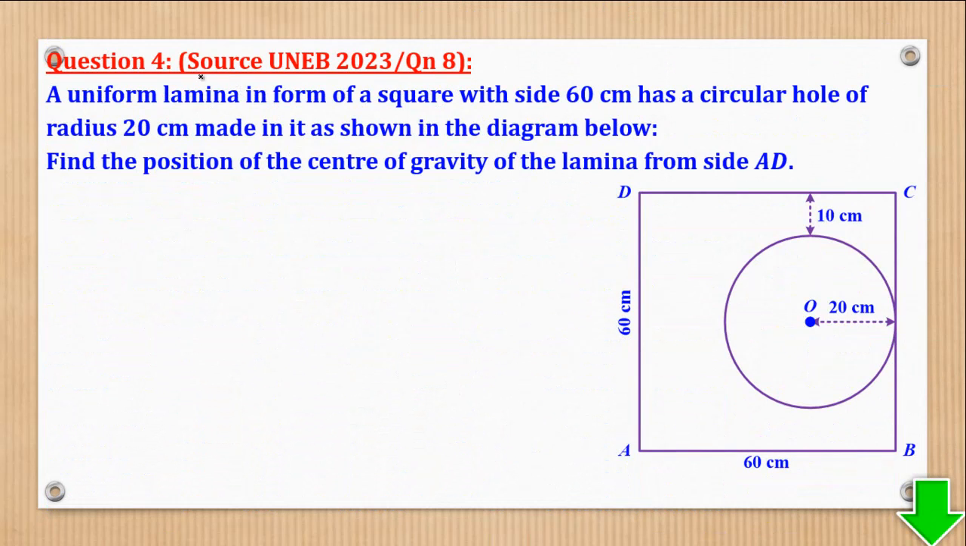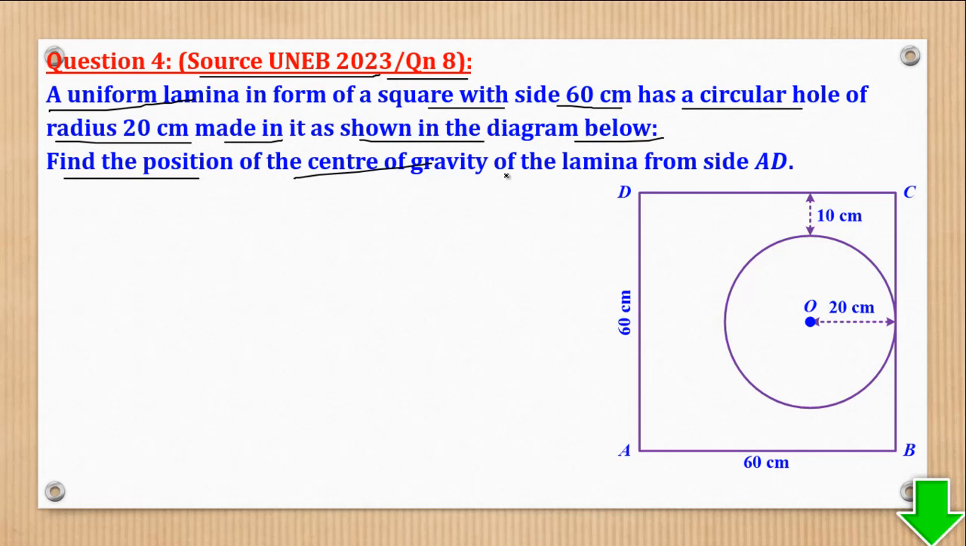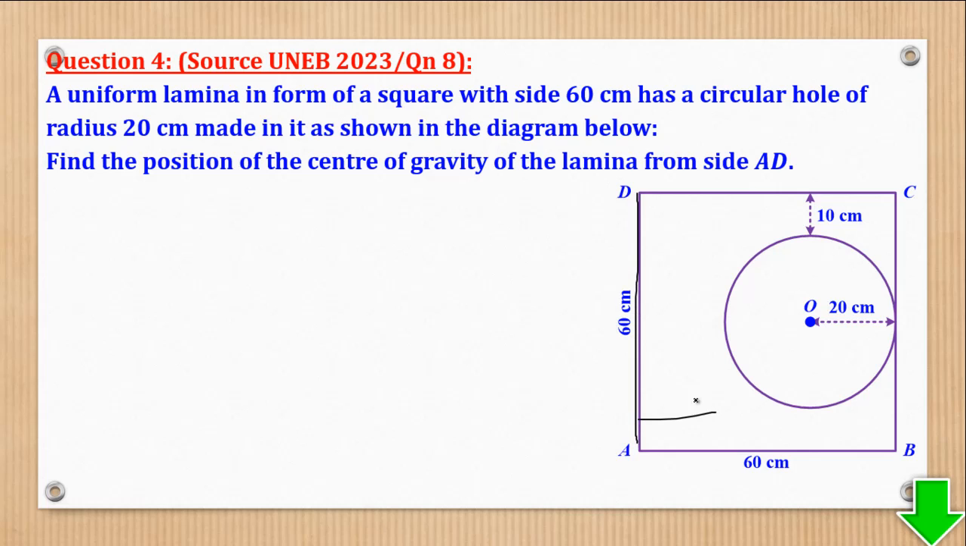Question 4 came from UNEB 2023, paper 2, question 8. That was last year, actually this year. It says a uniform lamina in form of a square with side 60 centimeters has a circular hole of radius 20 centimeters made in it as shown in the diagram below. Find the position of the center of gravity of the lamina from side AD. So from side AD, they want the x-coordinate.